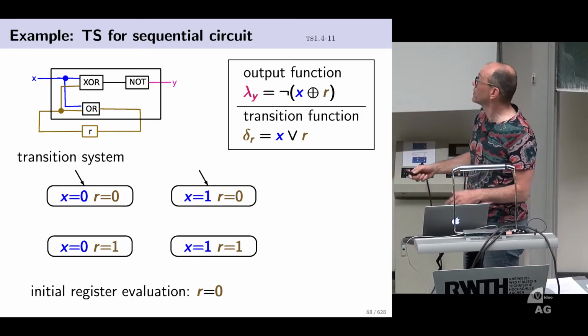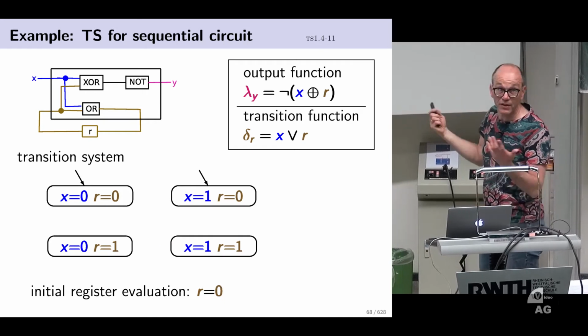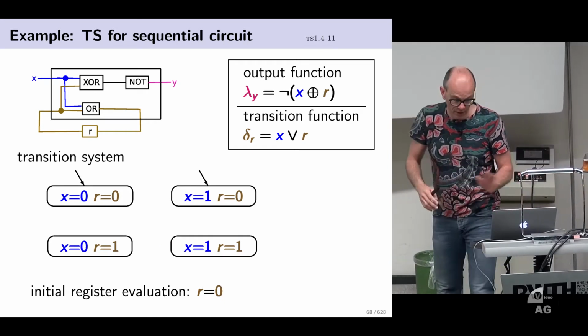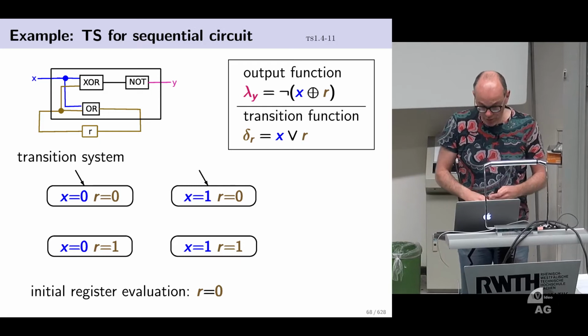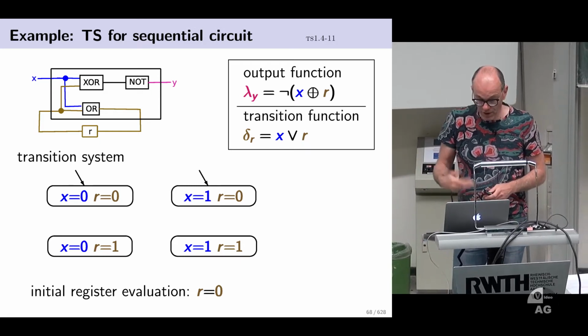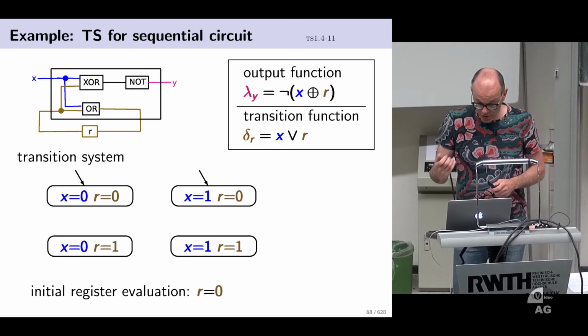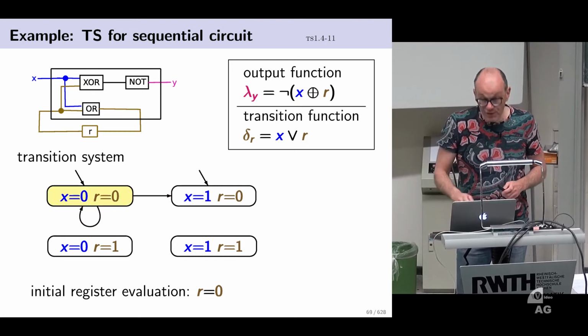This has been my assumption. If the assumption is different, then of course you could also start here and there, but then the assumption is that the register initially is 1. I make the assumption that initially the register is 0. Good, and now we have to look at the transition function. So here is one transition.